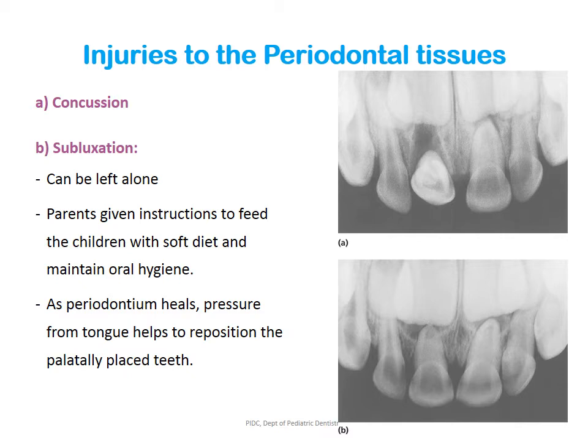Moving on to the periodontal tissue injuries, there is concussion or subluxation. The tooth should be left alone. Parents should be given instructions to feed the child a soft diet and maintain good oral hygiene. As the periodontium heals, the pressure from the tongue will help in repositioning the tooth back to its position.